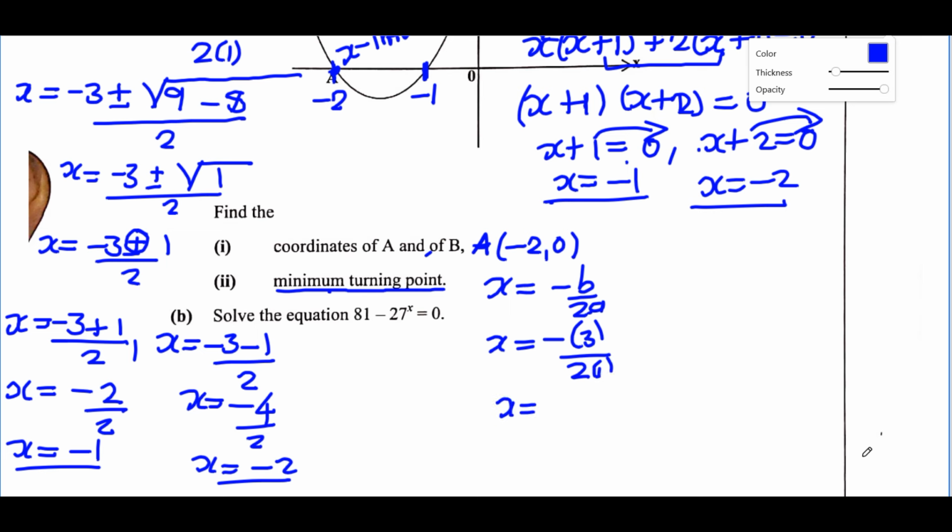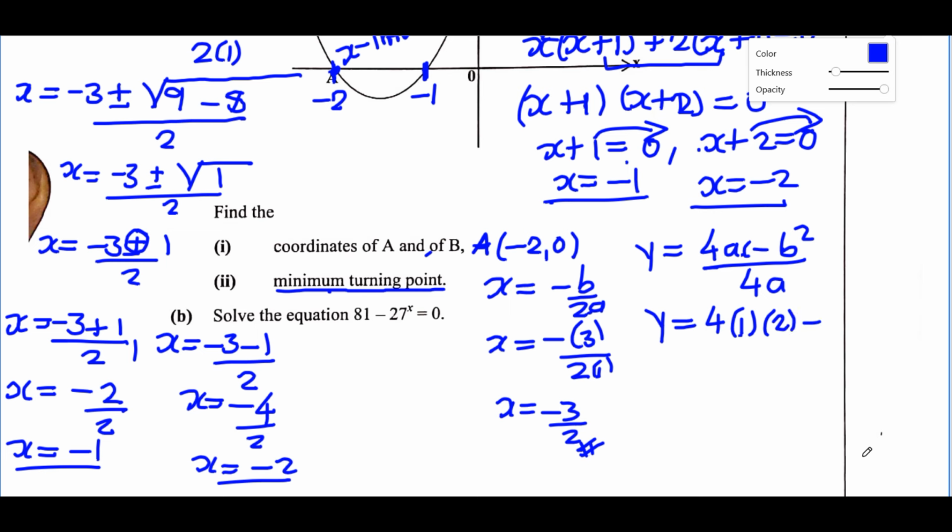So if we do some math, negative times 3 is -3 over 2. So that is our x value. To find the y value, you need to say y is equal to 4ac minus b squared divided by 4a. So y is equal to 4 times a is 1, c is 2, minus b is 3 squared divided by 4 times 1. So 4 times 1 times 2 is 8, minus 9. So remember, this square does not affect the negative sign, so the sign will never change, over 4. So 8 minus 9 is -1 over 4.